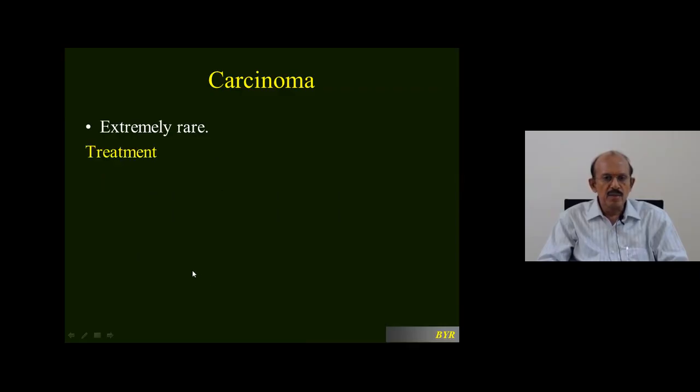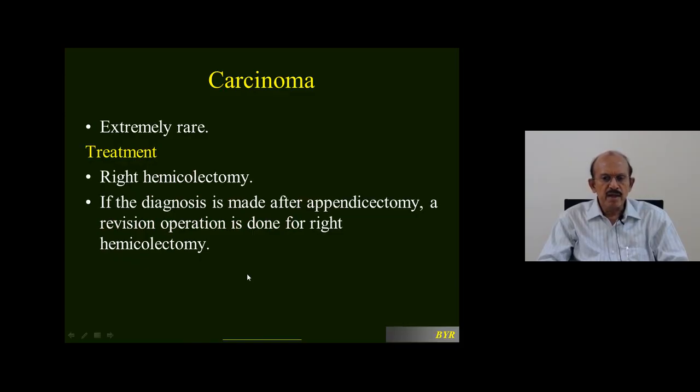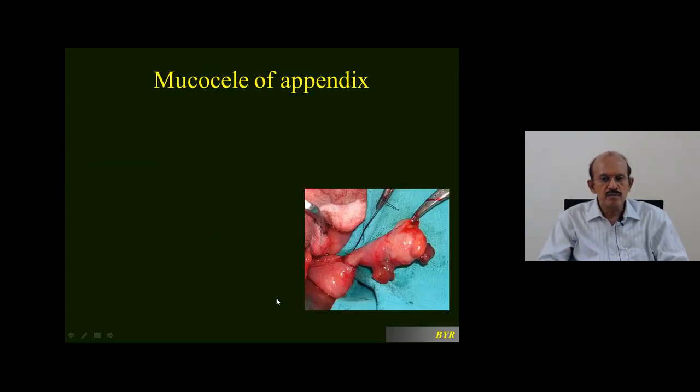Carcinoma is extremely rare in the appendix. Treatment is right hemicolectomy. The diagnosis is made after appendectomy. A revision operation is done for right hemicolectomy. Sometimes you do appendectomy for acute appendicitis and send the specimen for histopathology. So the pathologist opens the appendix and finds a small tumor causing obstruction in the lumen. And when he studies it, it proves to be a carcinoma. So the report comes as carcinoma of the appendix with acute appendicitis. Then what must you do? You must reopen the abdomen and do right hemicolectomy.